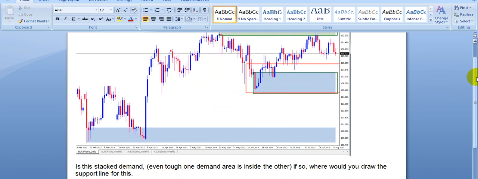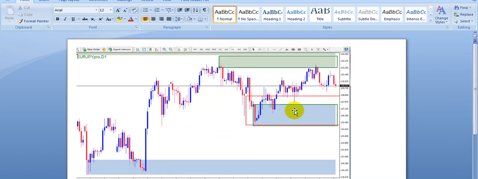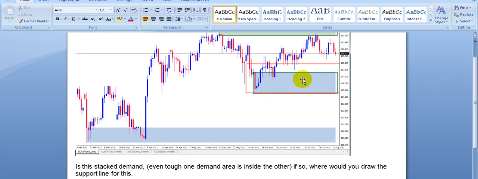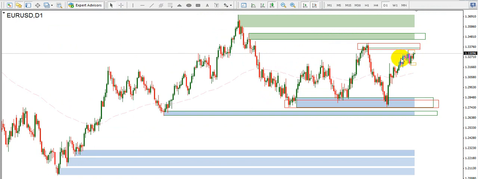Is this stack demand? There's two ways of seeing it. I think some people would say it is stack demand, and some people say it's not. But I'll bring up this chart here. To me, I'd use both of them. I'd call it stack demand or normal supply demand.